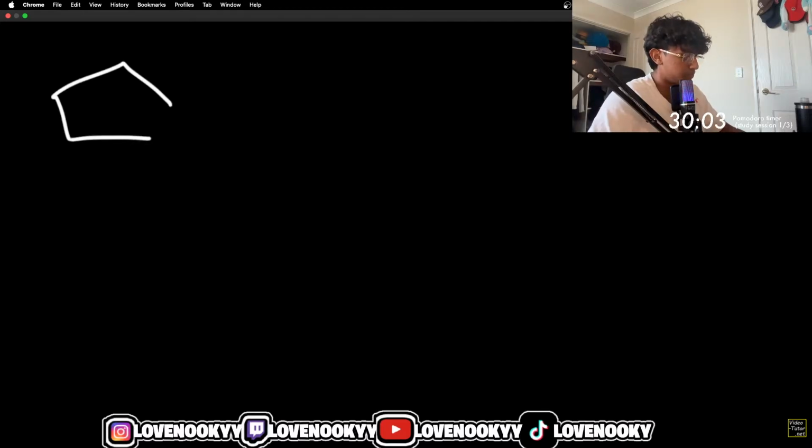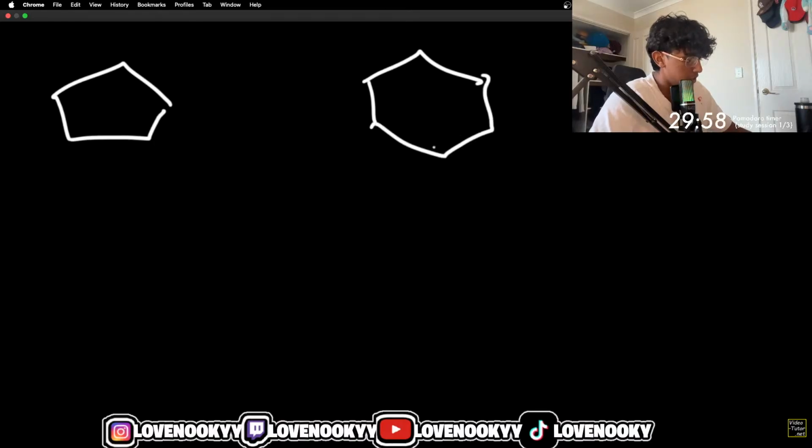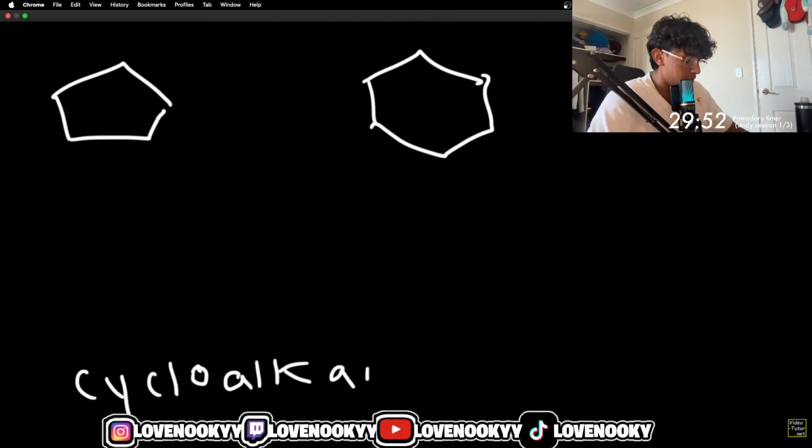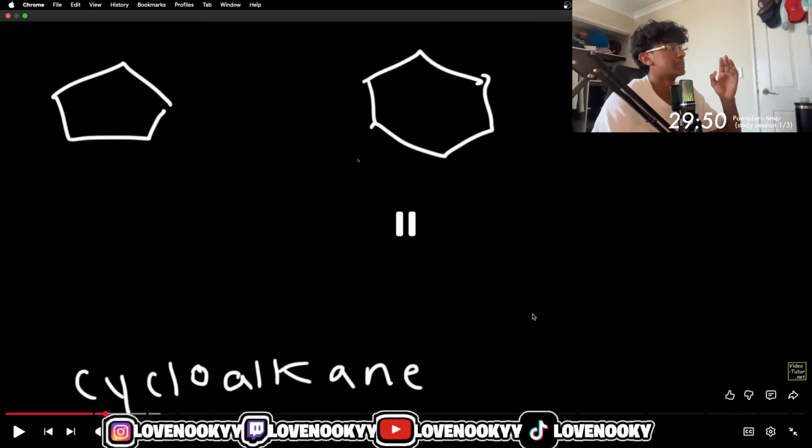Now, what functional group is represented by these molecules? These structures are carbon rings known as cycloalkanes. It's an alkane because it only has single bonds.